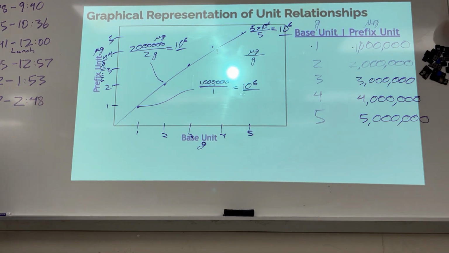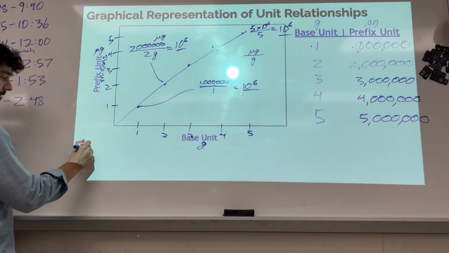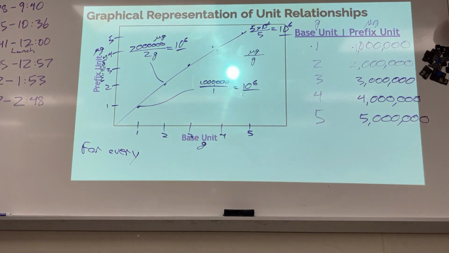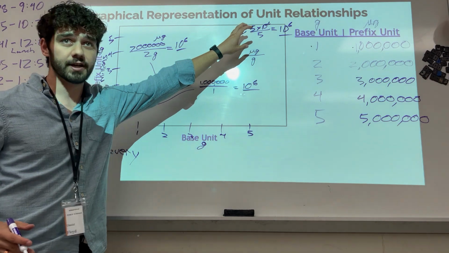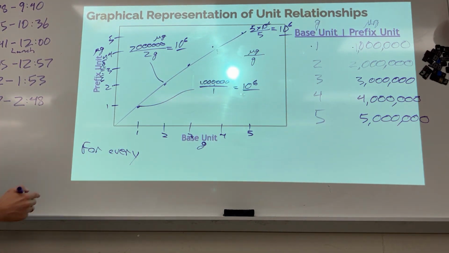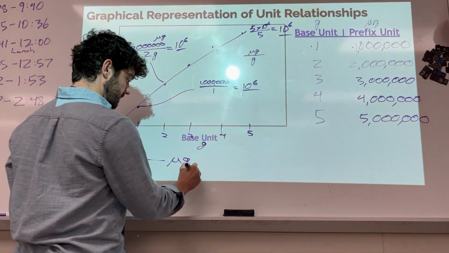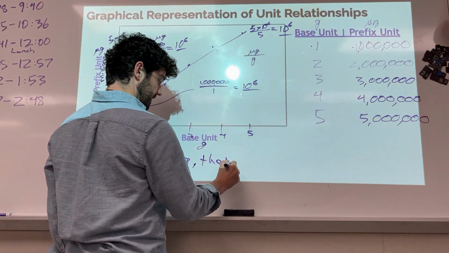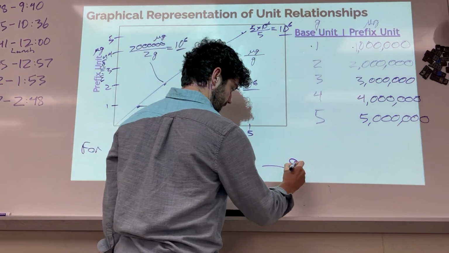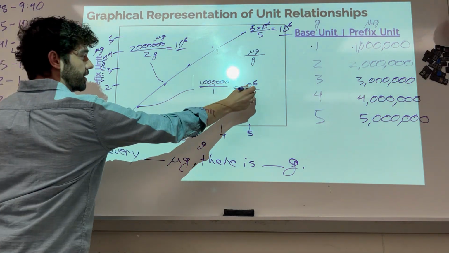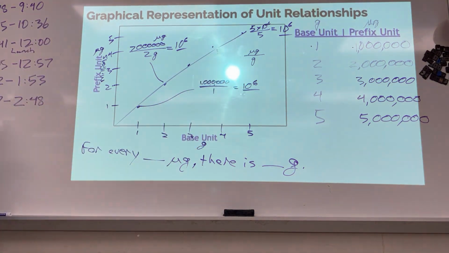A way I like to describe this in words is by using something called a for every statement. And so the way we can describe this relationship is by saying something like, for every blank micrograms, there is blank grams. I can take this ratio and put it in words. We're translating fractions into words.